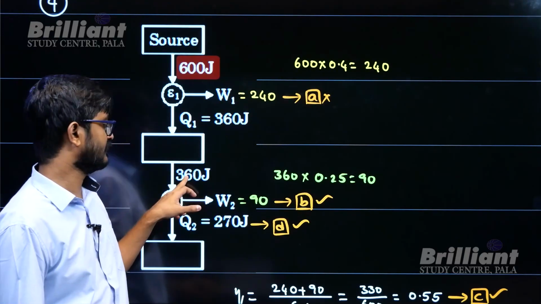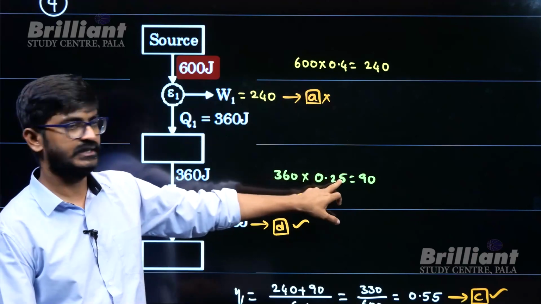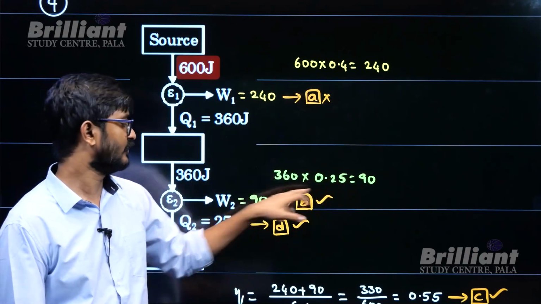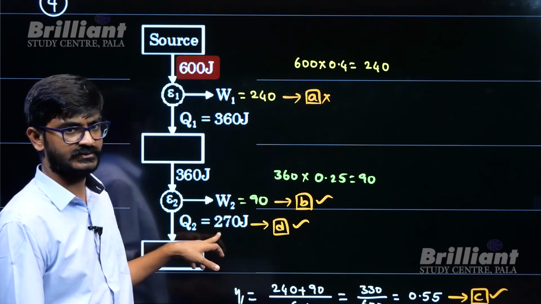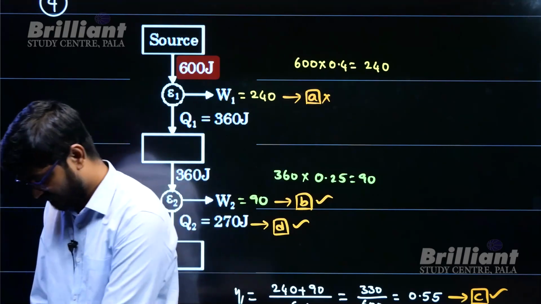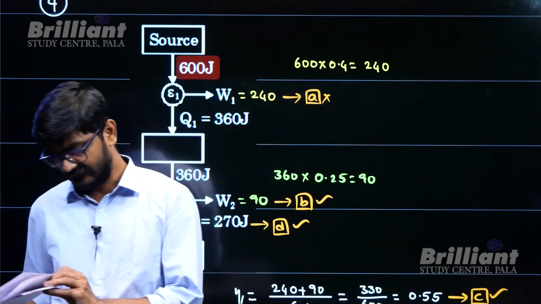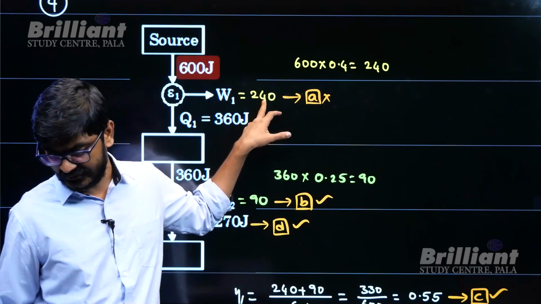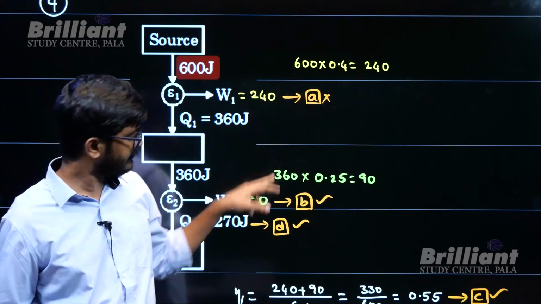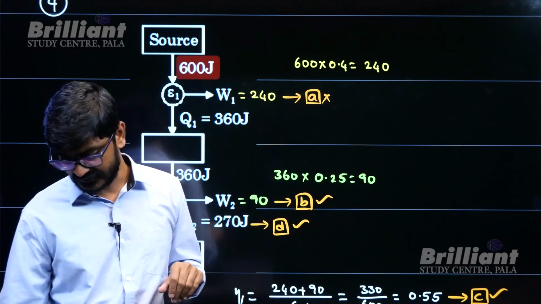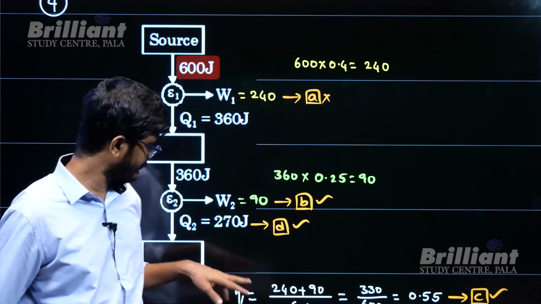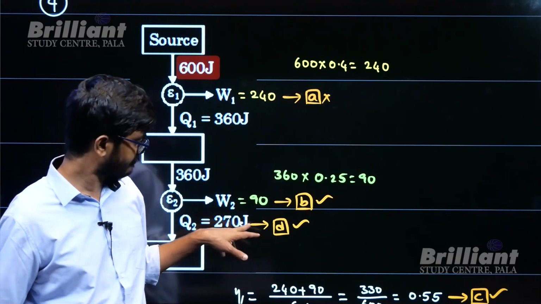Now this 360 will be utilized, but what is the efficiency? Only 0.25. So work done will be only 90. So the remaining energy will be 270. So work done by engine 1 is 240, they gave 360 which is wrong. Engine 2 is 90 which is correct. Heat rejected into the sink is 270, correct.